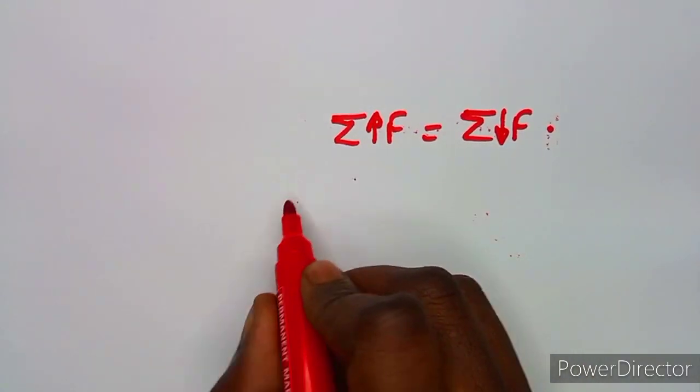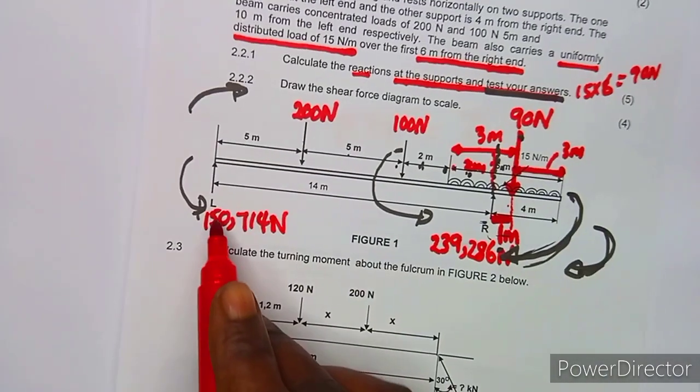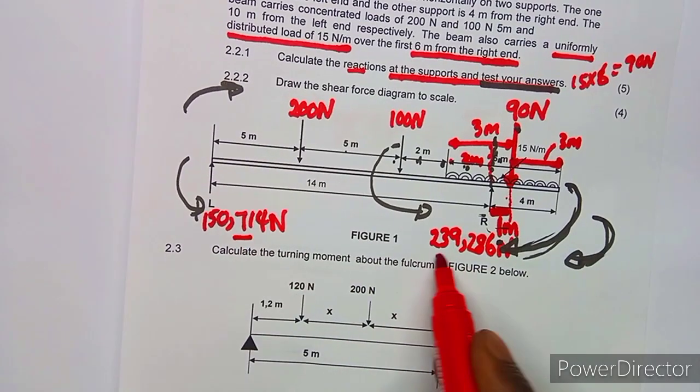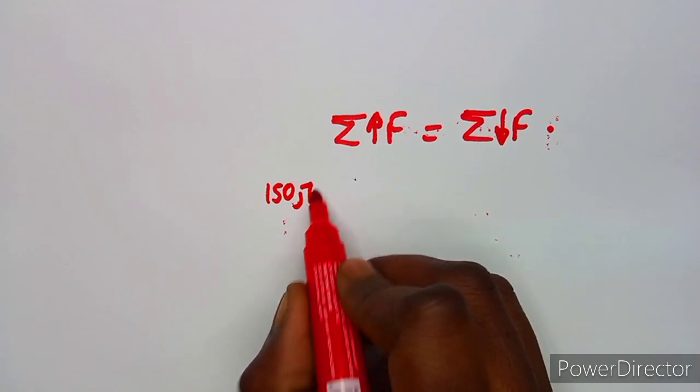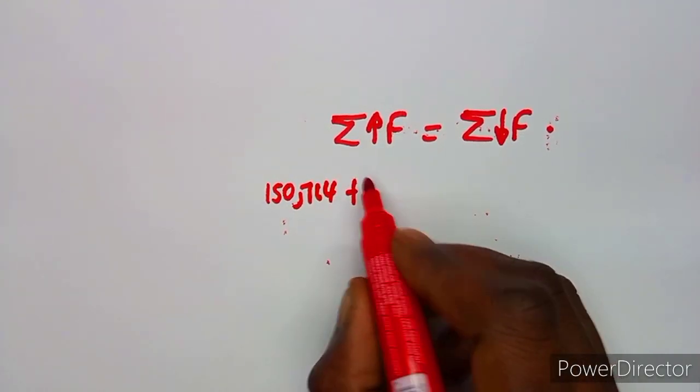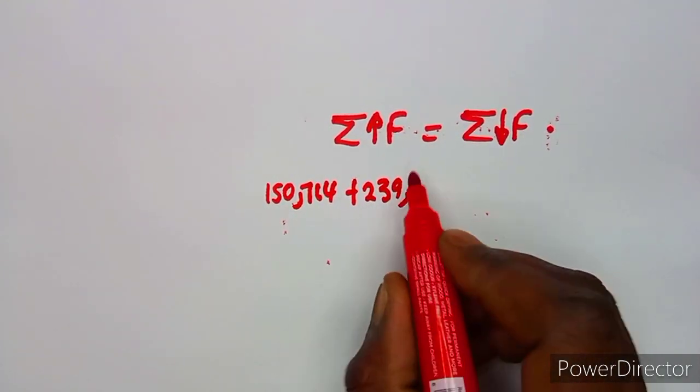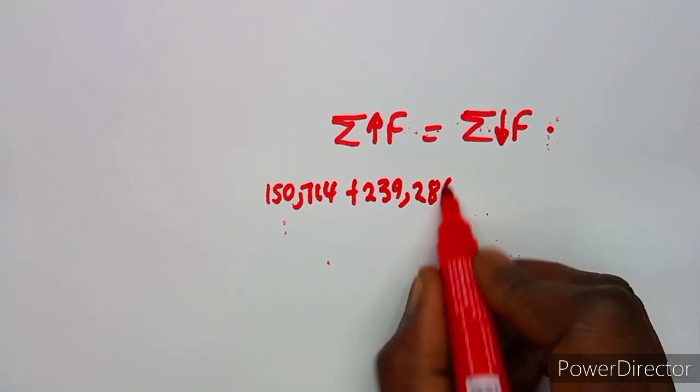So these are the upward forces that you're talking about. So you're going to add L plus what? L plus R, which is you're adding these two together. Okay, so it's 150,714 plus 239,286, like this.